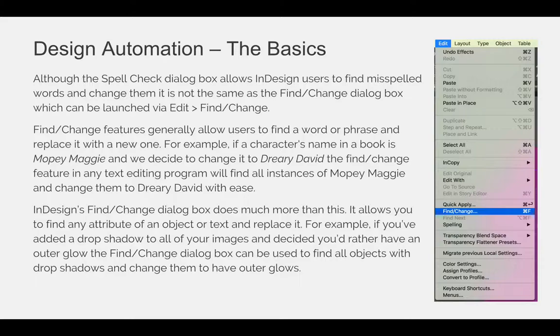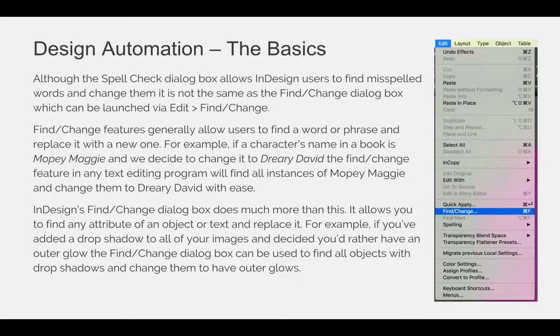Although the spell check dialog box allows InDesign users to find misspelled words and change them, it is not the same as the Find Change dialog box, which can be launched via the Edit menu as well. And instead of choosing Spelling, choose Find Change. Find Change features generally allow users to find a word or phrase and replace it with a new one. For example, if a character's name in a book is Mopey Maggie and we decide to change it to Dreary David, the Find Change feature in any text editing program will find all instances of Mopey Maggie and change them to be Dreary David.